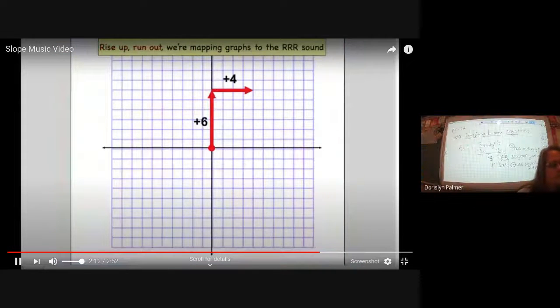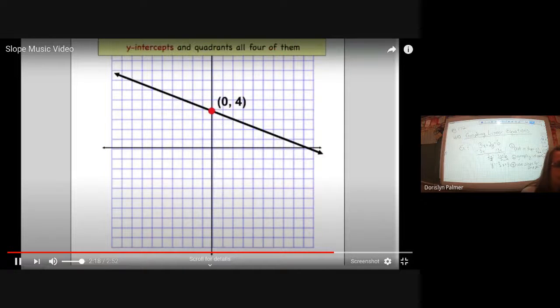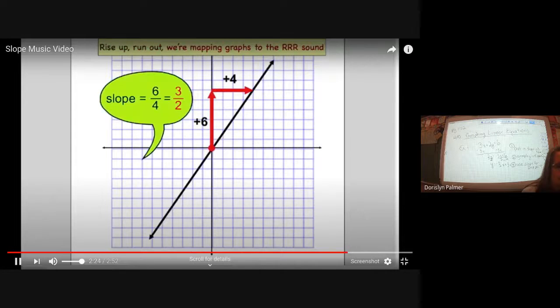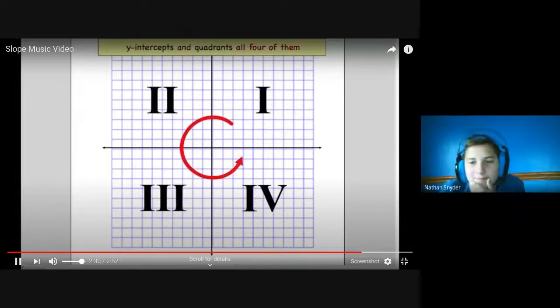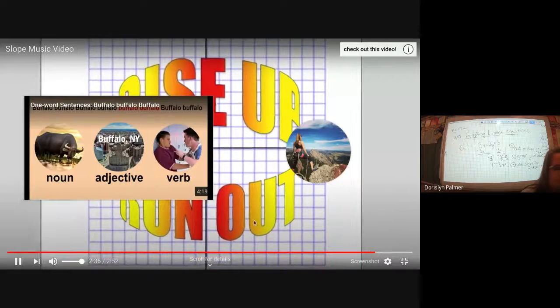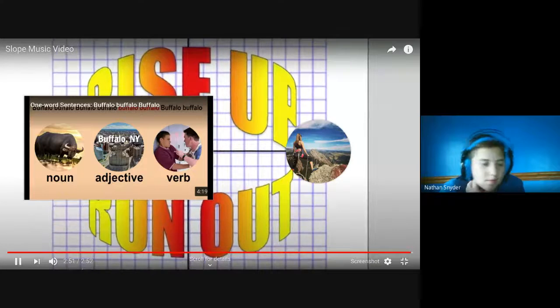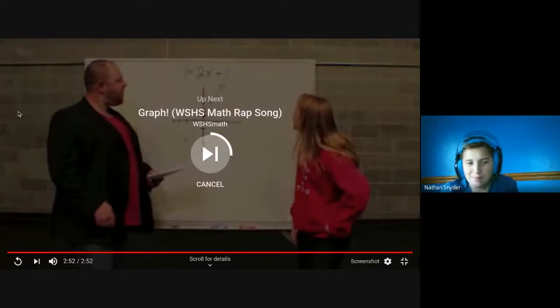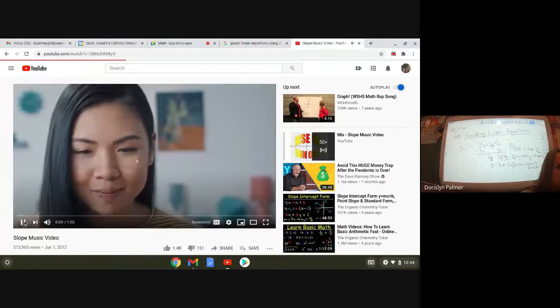Rise up or run out. We mapping graphs to the triple R sound. We talking points and slopes, axes and origins. Y-intercept and primes result for them. Rise up, run out. We mapping graphs to the triple R sound. We talking points and slopes, axes and origins. Y-intercept and primes result for them. Rise up. Rise up. Okay. Okay.